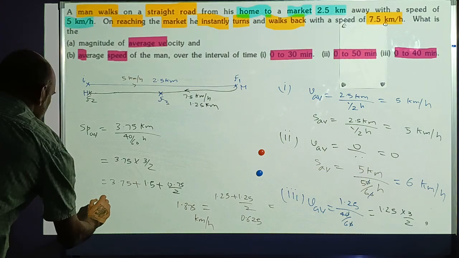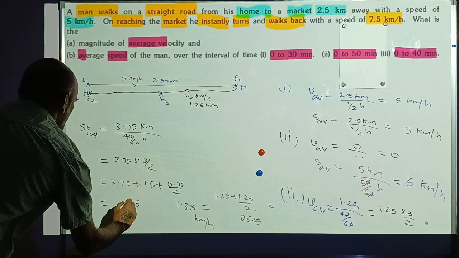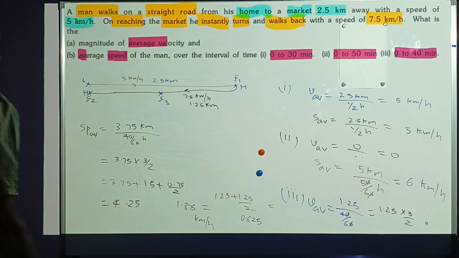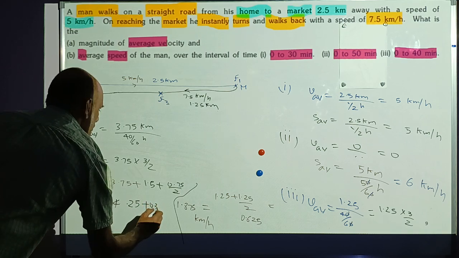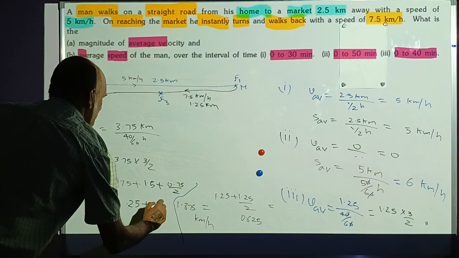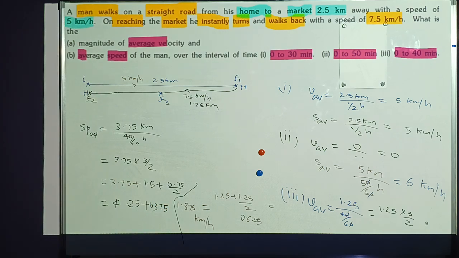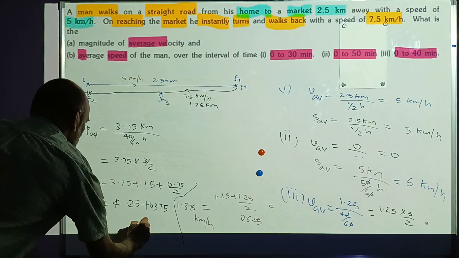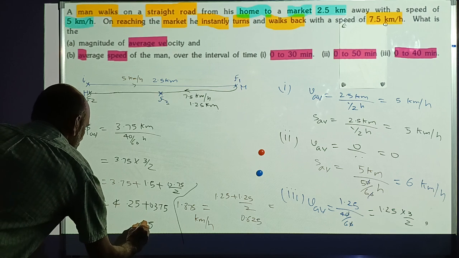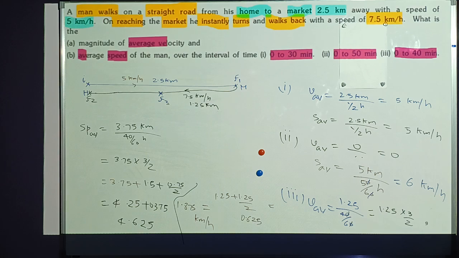Simple calculation, you can do it in multiple ways. Whatever way is convenient for you, you can do. So this is 5 plus 7, 12, carry over 1, 4.25 plus this one. So this is 2 3s are 6, 15, 2 7s are 14, 7, 5. So this is 5, 7 plus 5 is 12, carry over 1, so 6, 4.625 kilometers per hour.